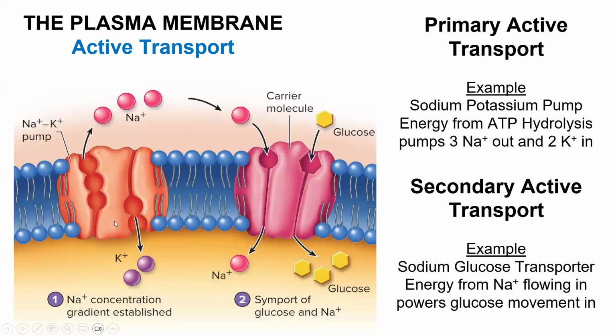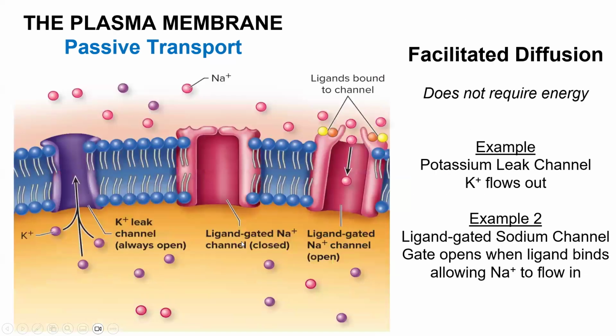So in this example, we need ATP. Primary active, we have to have ATP. Secondary active is usually a byproduct or something else that happens along with this primary that allows us to do something utilizing that extra energy.